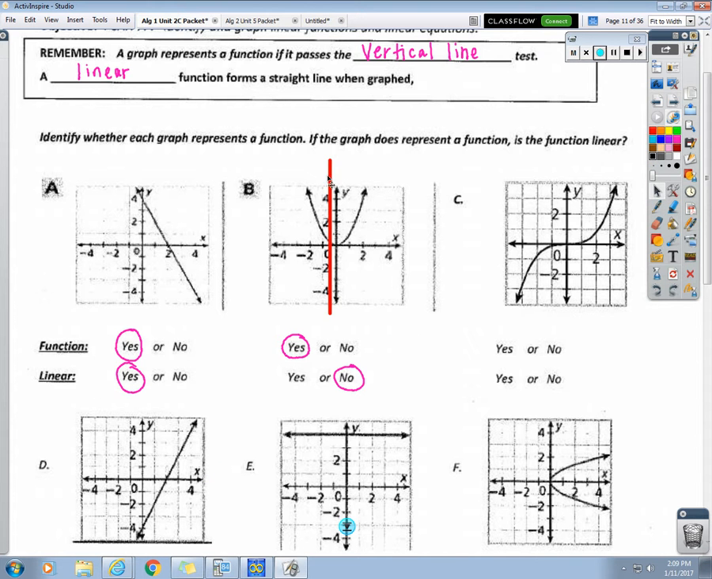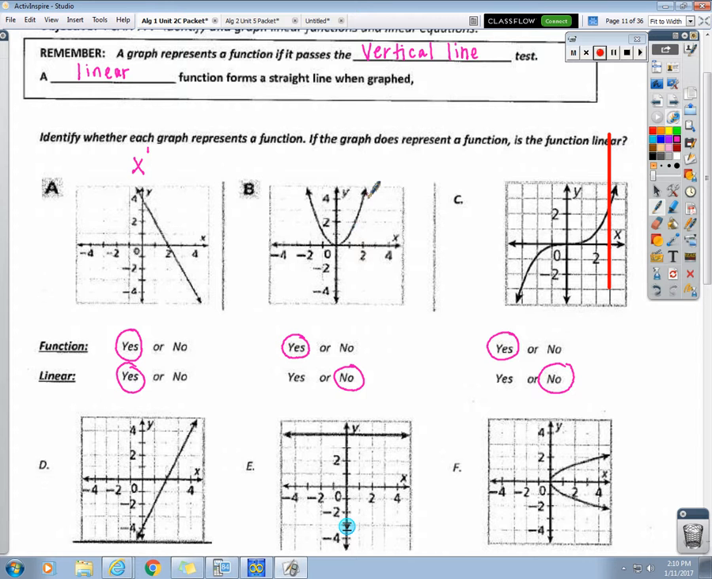Okay, for graph C, does it pass the vertical line test? Yes, no matter where I draw a vertical line, it only hits it once, which means it is a function. Is it a linear function? No. Linear functions are always y equals mx plus b, correct? Well, isn't that x always to the first power? I mean, you don't actually see the exponent of 1, but isn't it understood to be a 1 in the exponent place?